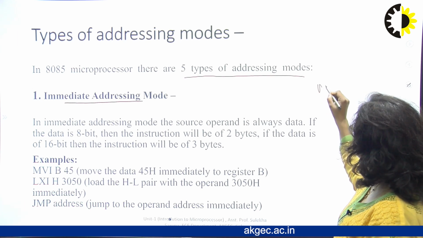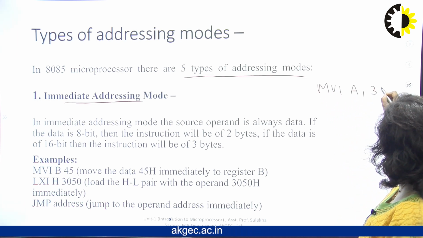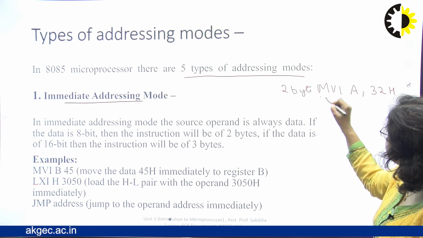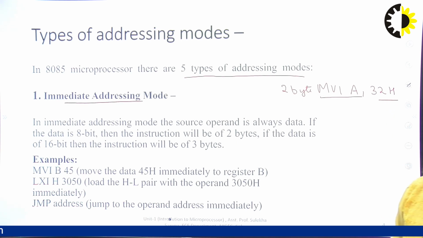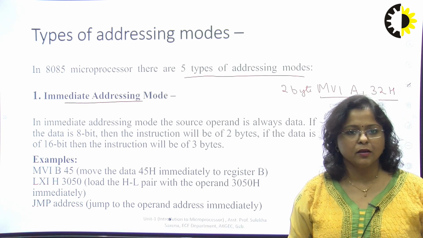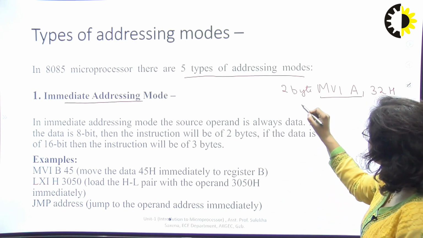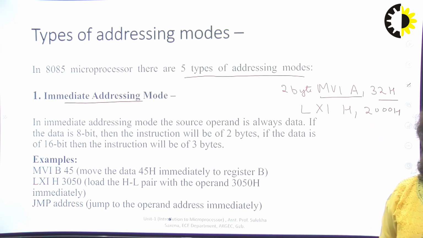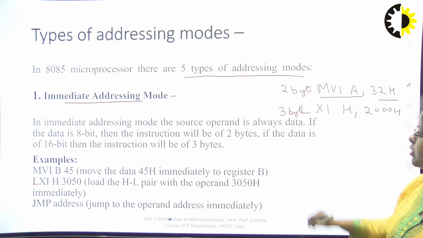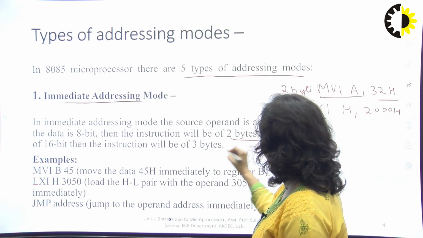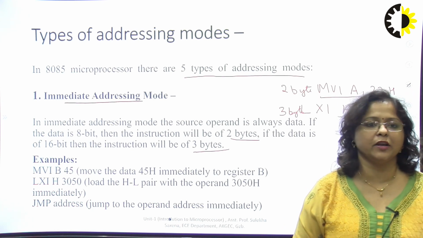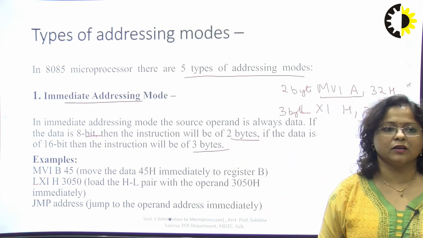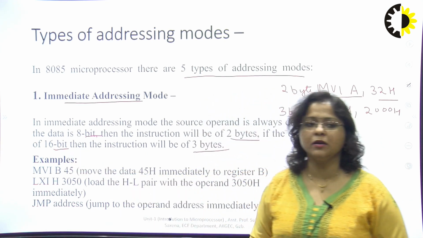If the instruction consists of 8-bit data, then it is of 2 bytes. 1 byte is for the opcode and another is for the 8-bit data. So, the size of an immediate mode instruction can be 2 bytes if it consists of 8-bit data, and if the instruction consists of 16-bit data or address, then it is of 3 bytes. So, an immediate addressing mode instruction can be of 2 bytes or 3 bytes depending on the size of data specified in the instruction. If the size of data specified in the instruction is 8-bit, then the instruction is of 2 bytes, and if the size of data specified is 16-bit, then the size of the instruction will be 3 bytes.